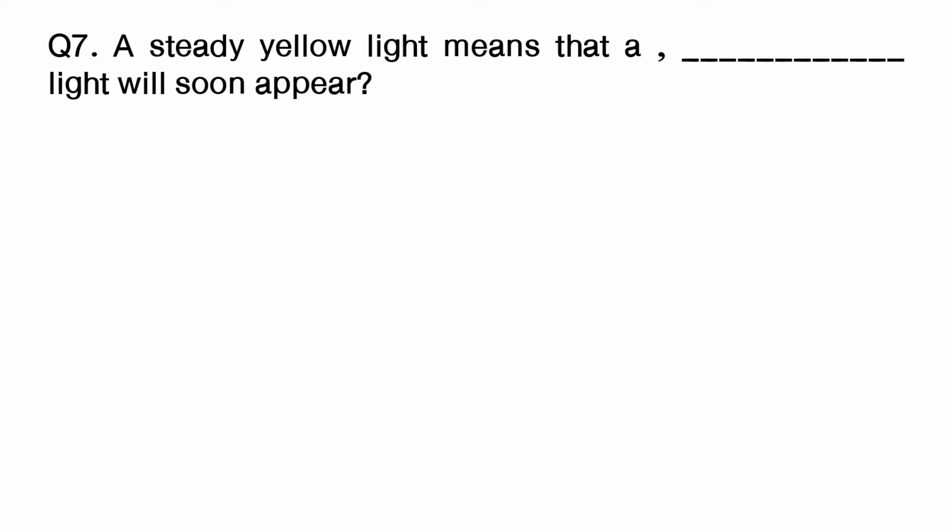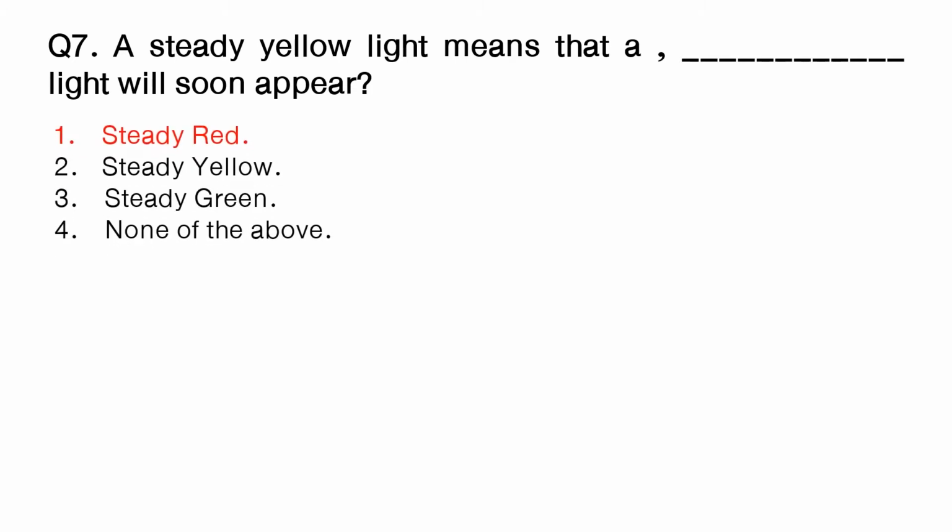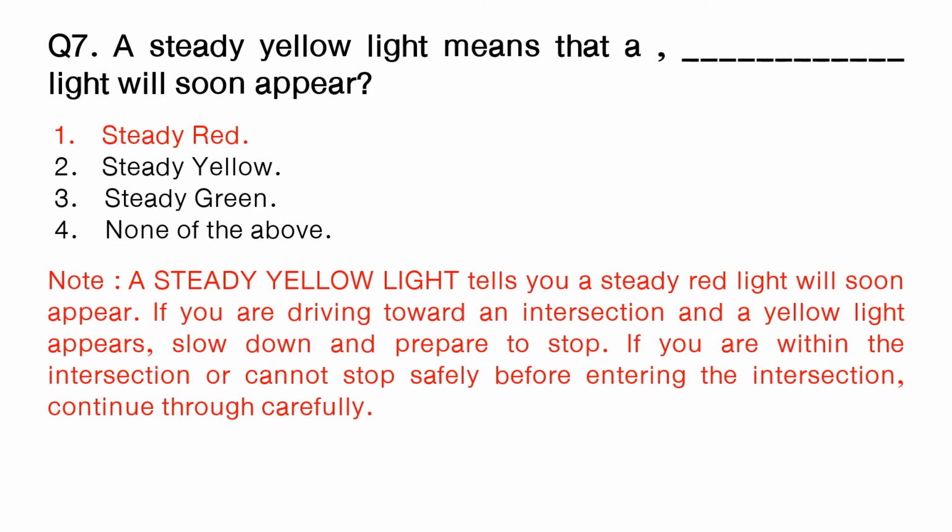The answer is option number 1, steady red. Note: a steady yellow light tells you a steady red light will soon appear. If you are driving towards an intersection and a yellow light appears, slow down and prepare to stop. If you are within the intersection or cannot stop safely before entering the intersection, continue through carefully.